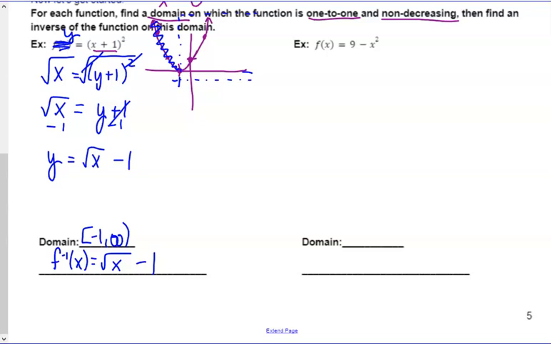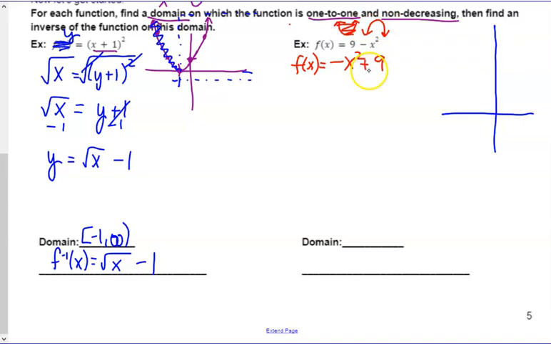f of x equals 9 minus x squared. So with this function, if I write it as negative x squared plus 9, many of you would probably like to see it that way. So the x squared coming first tells me I have a parabola. So we're going like this. But because it's negative, now it is an upside down parabola. And with the plus 9, that means that's our vertical shift.